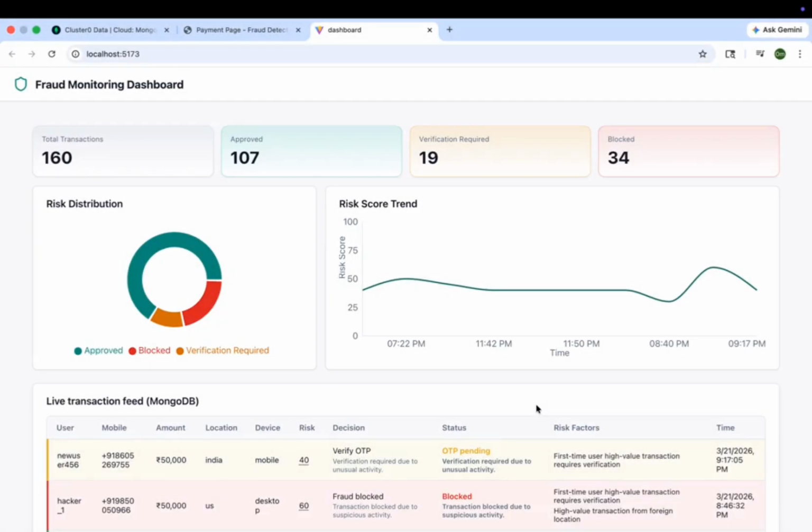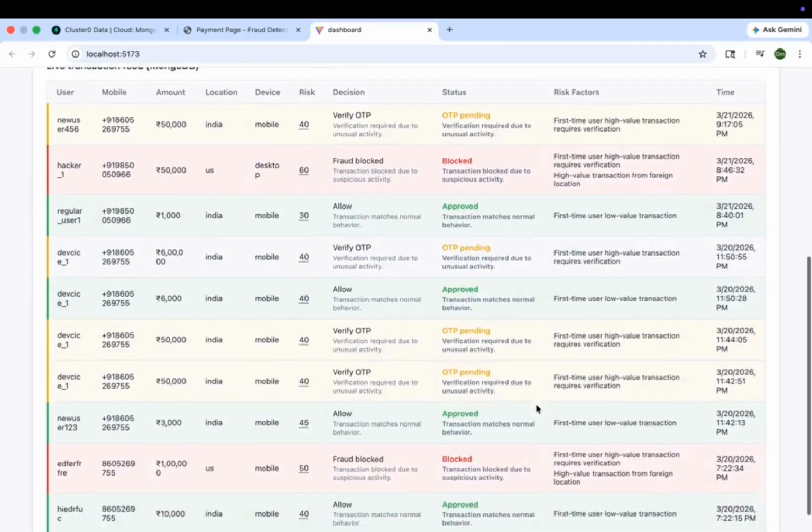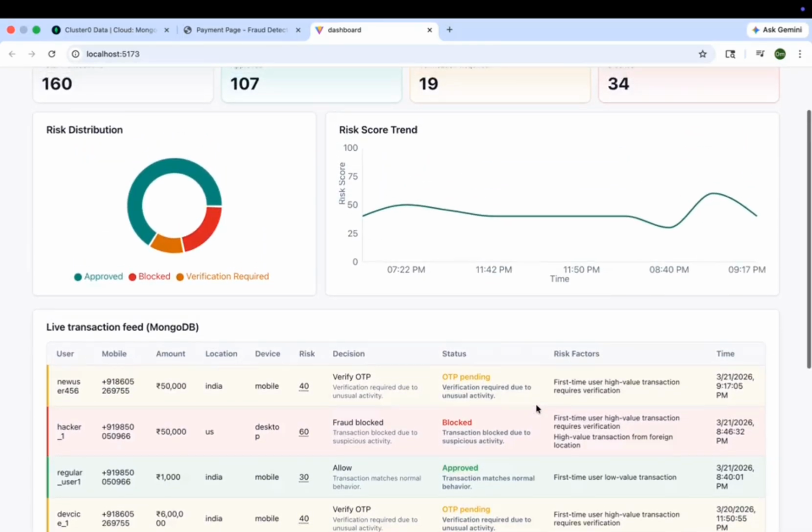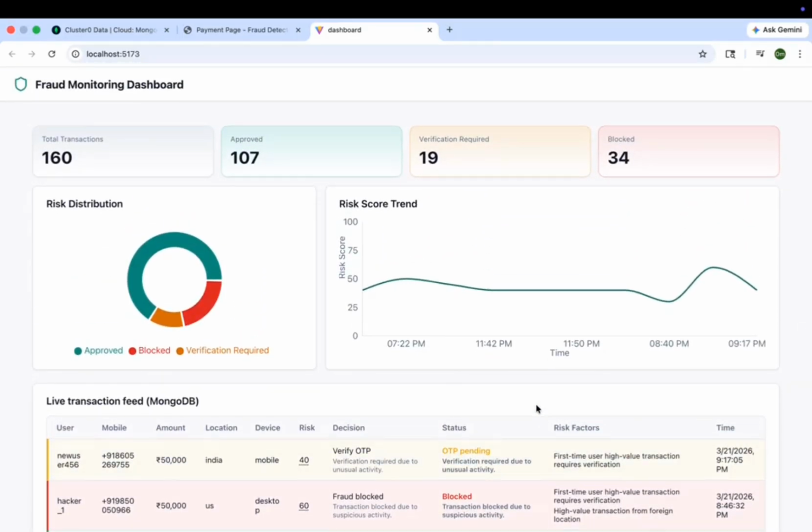In this way, all transactions are continuously monitored in real time, allowing the system to detect suspicious behavior and prevent fraud before any financial loss occurs. By combining machine learning based analysis with OTP verification, our solution provides strong security while maintaining a seamless experience for genuine users. With its scalability and real time intelligence, this system can enhance security across banking and digital payment platforms, helping build greater trust in digital transactions.